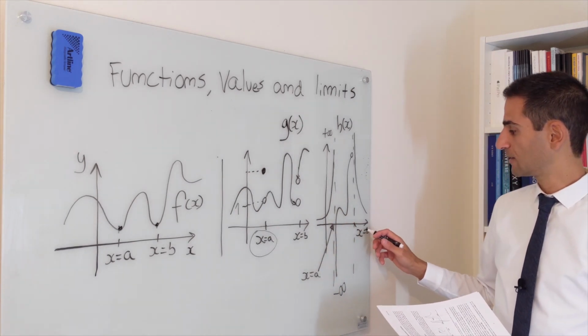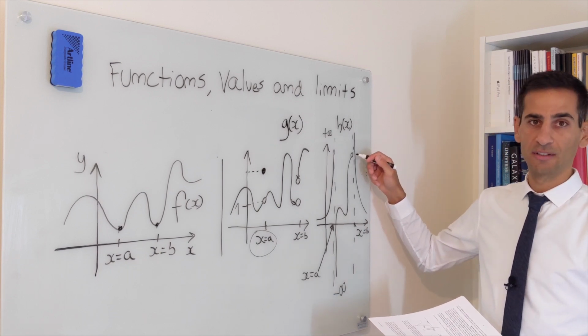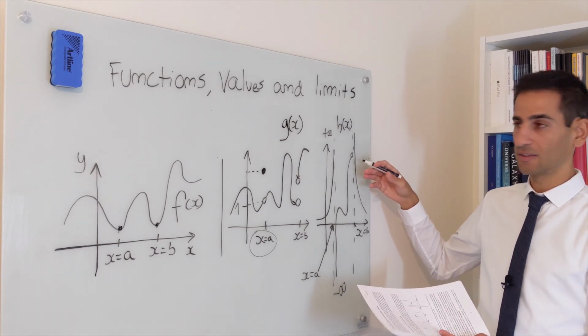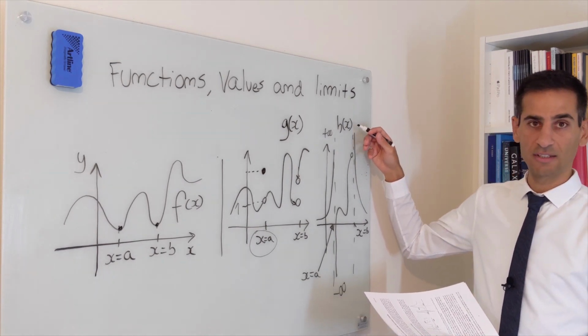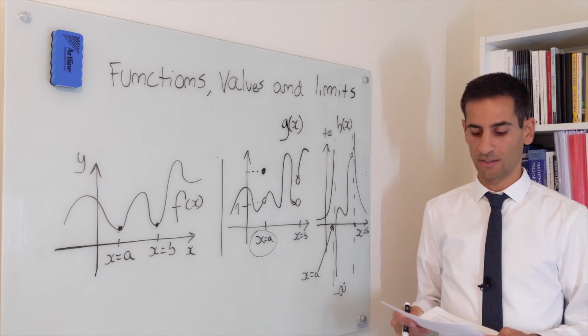And finally, for x equals b, the function is also not defined at this point. It does tend to a real value from the left, but from the right it actually goes to plus infinity. So the limit also does not exist.